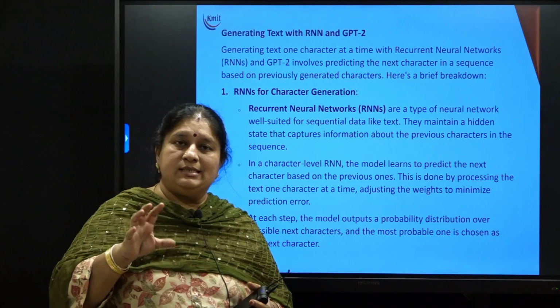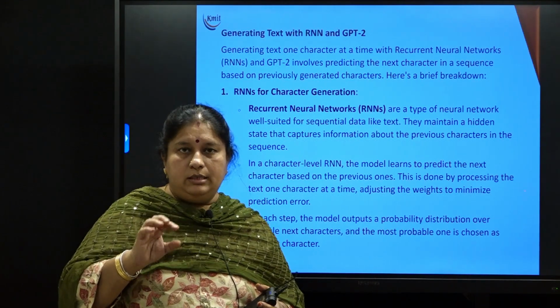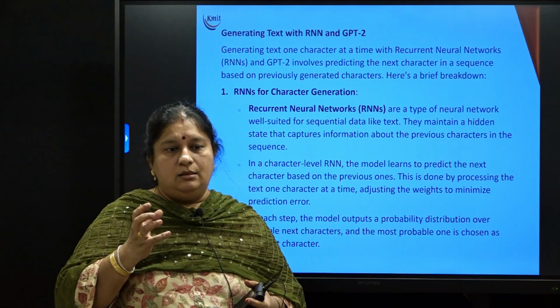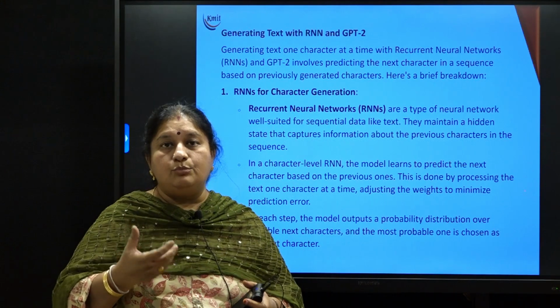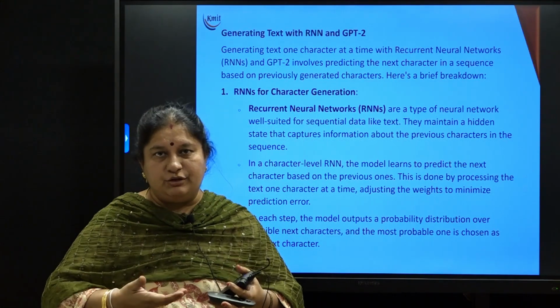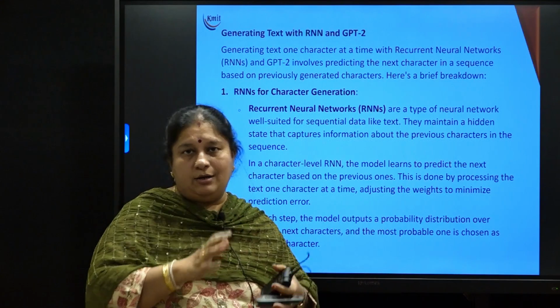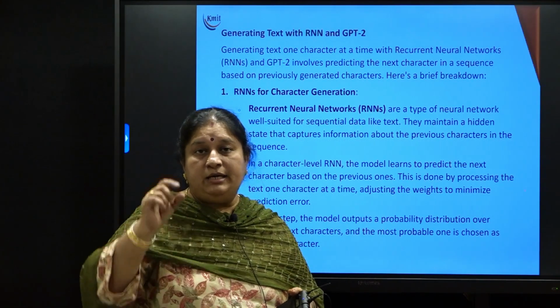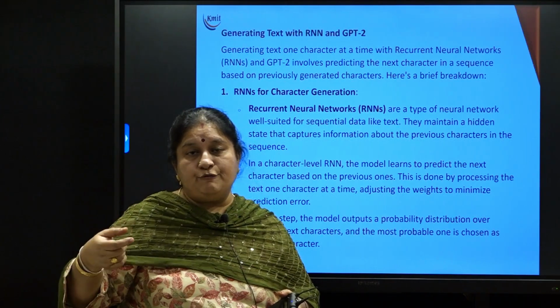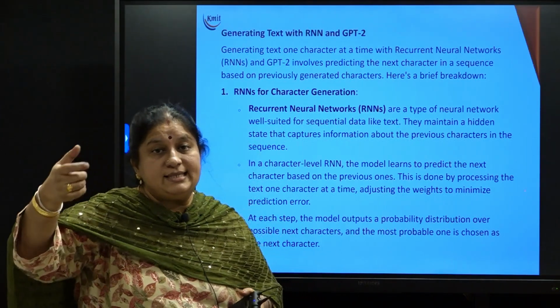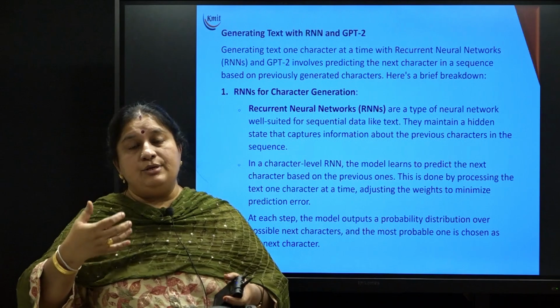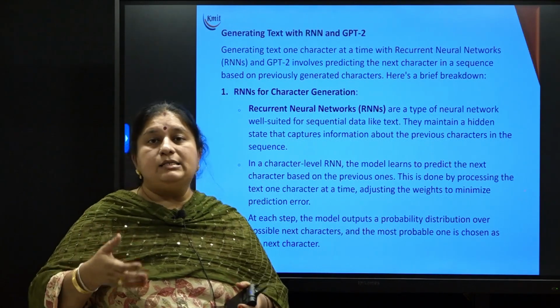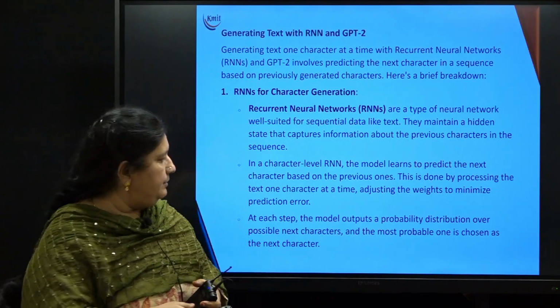And how does it select the one? It is based on the next character with the highest probability distribution value, depending on the context. So it has to understand the context, at the same time it has to give a probability distribution for what could be the possible next character, and it has to decide on the character with the highest probability, right?